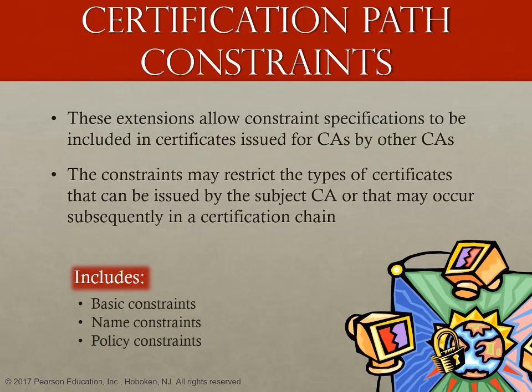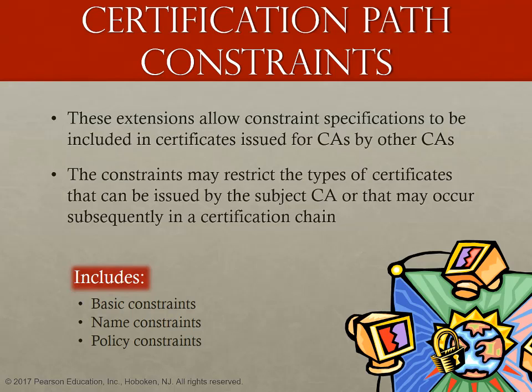Certification path constraints. These extensions allow constraint specifications to be included in certificates issued for CAs by other CAs. The constraints may restrict the type of certificates that can be issued by the subject CA or that may occur subsequently in a certification chain. The extension fields in this area include the following. Basic constraints. Indicates if the subject may act as a CA. If so, a certification path length constraint may be specified.